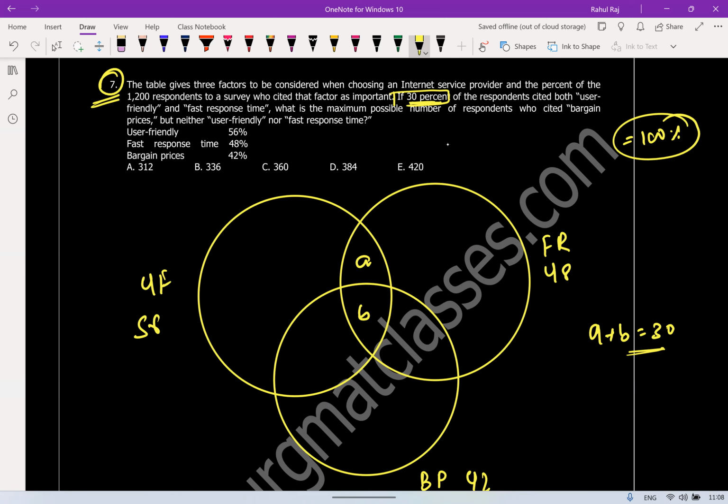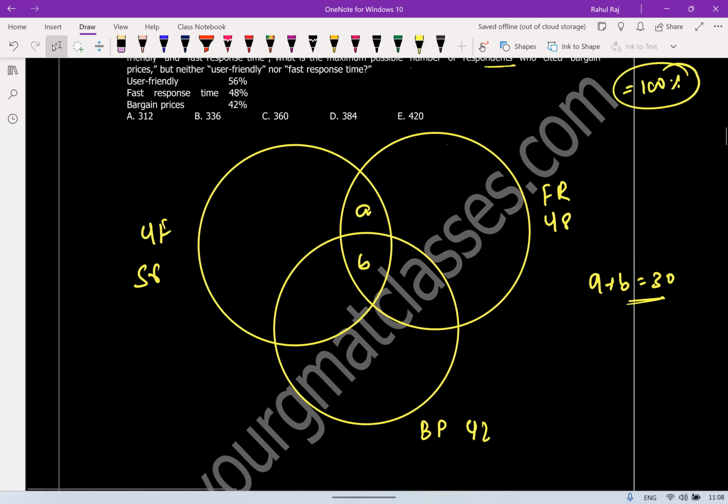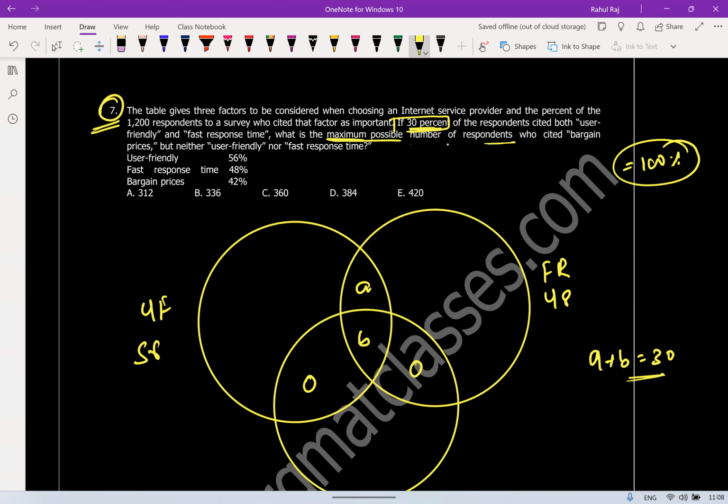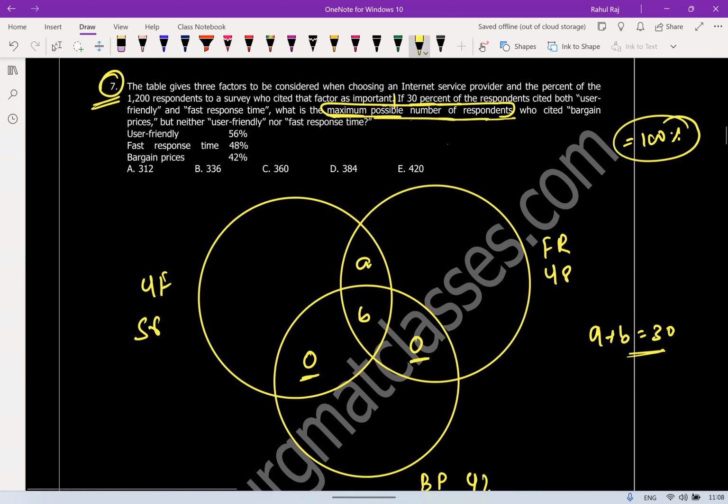Now the question is asking what is the maximum possible number of respondents who cited bargain prices but neither. So to get the maximum possible number of respondents who cited bargain prices but neither user friendly nor fast response time, I will have to take this 0 and 0. Because this is what the question is asking. What is the maximum possible number of respondents? To get the maximum possible number, this element and this element should be minimum. So I've considered it as 0.